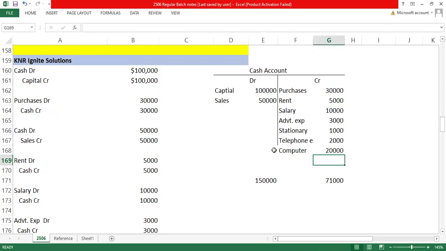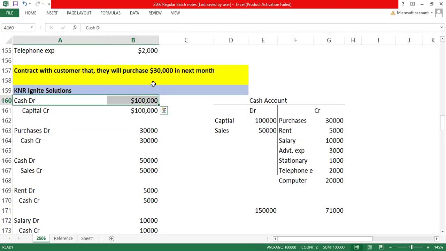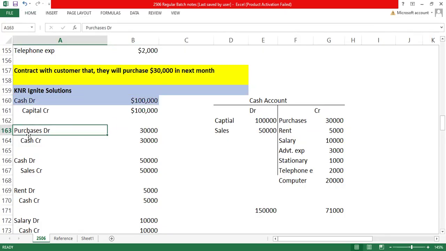Okay, fine. Anyway, so let's say, let me highlight one by one. So capital introduction. Here the cash I have updated. So let me color this, so that we make sure we are covered.